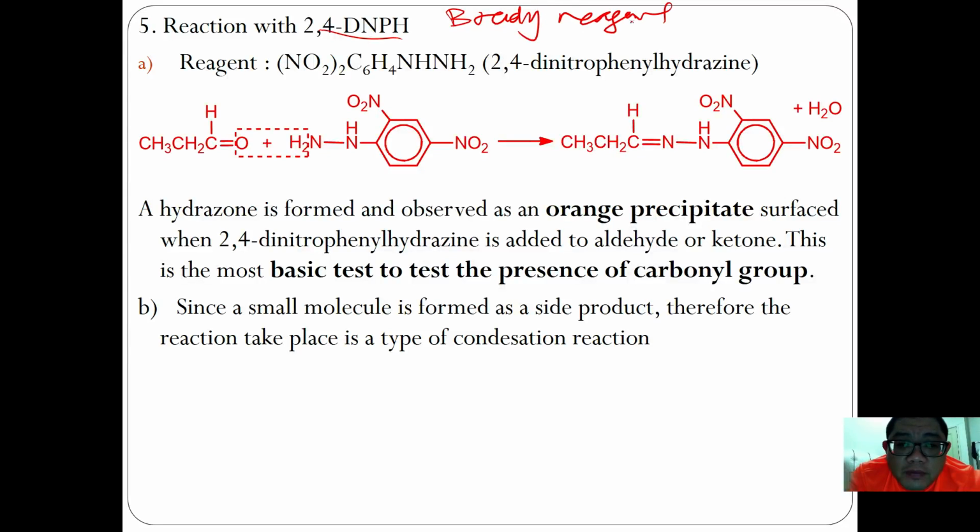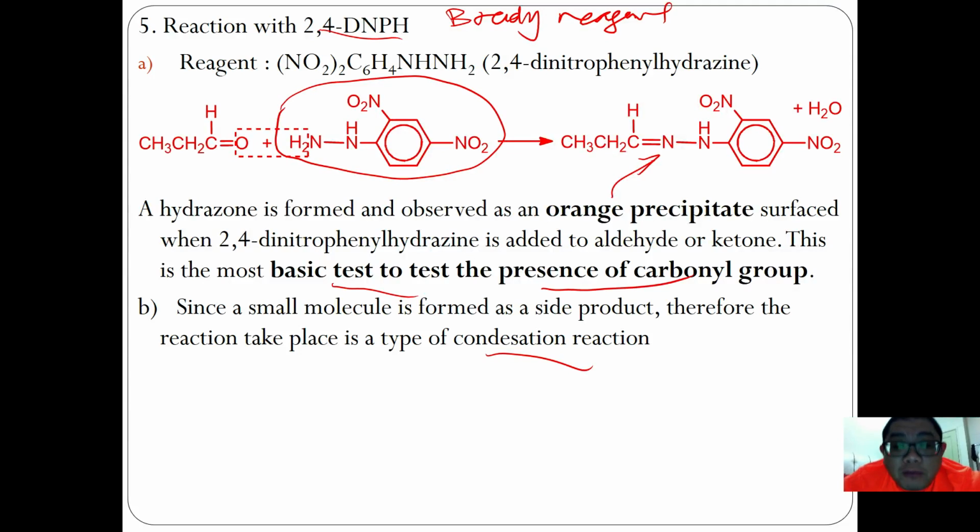Okay, so this is how 2,4-dinitrophenylhydrazine looks like. If possible, try to memorize them. This type of reaction is a type of condensation reaction, where you form an orange precipitate. It works for both aldehyde and ketone, and it is a basic test for the presence of carbonyl compounds. This is a very, very important reaction if you want to identify a carbonyl compound. It works for both aldehydes and ketones.